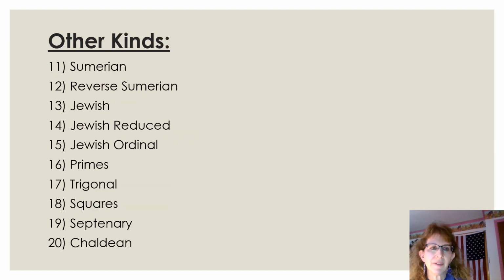All right, 11 is Sumerian. 12 is reverse Sumerian. 13, Jewish. 14, Jewish reduced. 15, Jewish ordinal. 16, primes. 17, trigonal. 18, squares. 19, septenary. And 20 is either Chaldean or Chaldean. I'm not sure of the exact pronunciation, so I apologize if that's not correct.